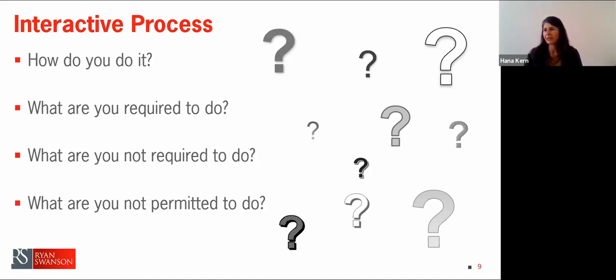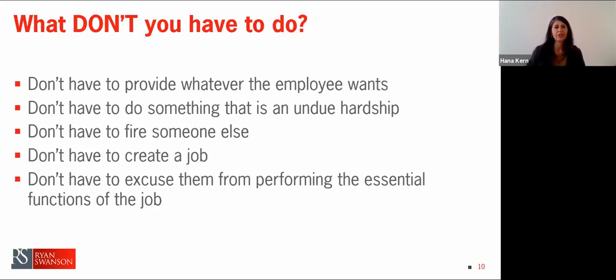All right, let's look at what you don't have to do as an employer. As I already touched on, you do not have to provide whatever the employee wants, right? They don't get to march in and dictate the terms. You also don't have to do something that presents your business with an undue hardship. As with a lot of things in this area, what constitutes an undue hardship is vague. It's been defined as something that presents significant difficulty or expense.